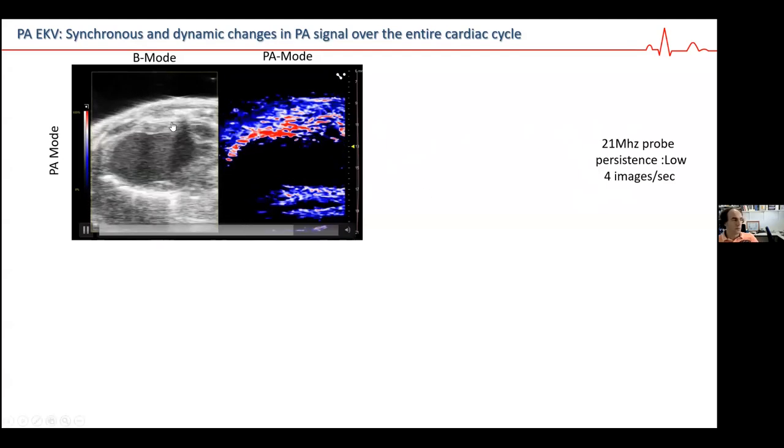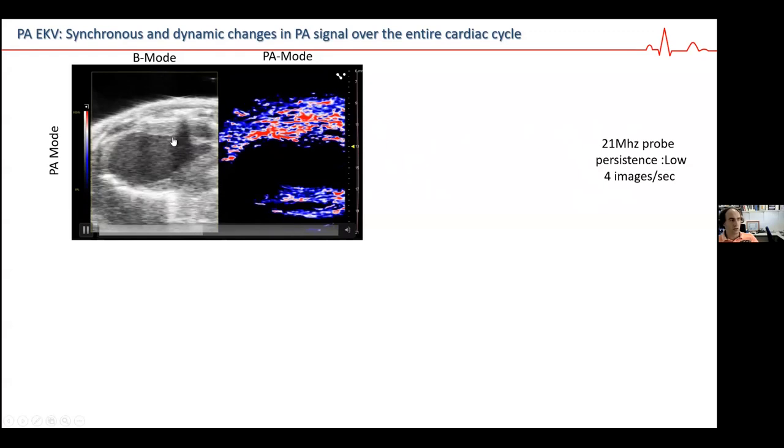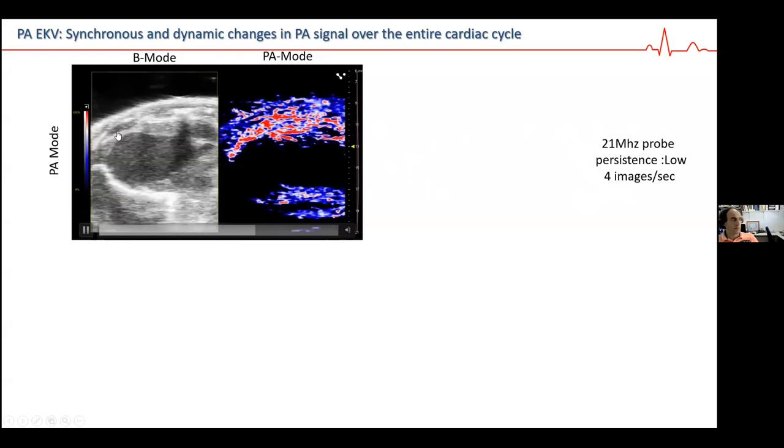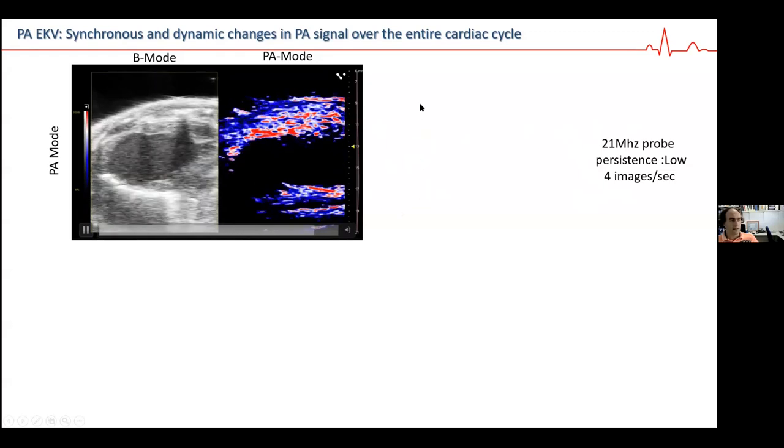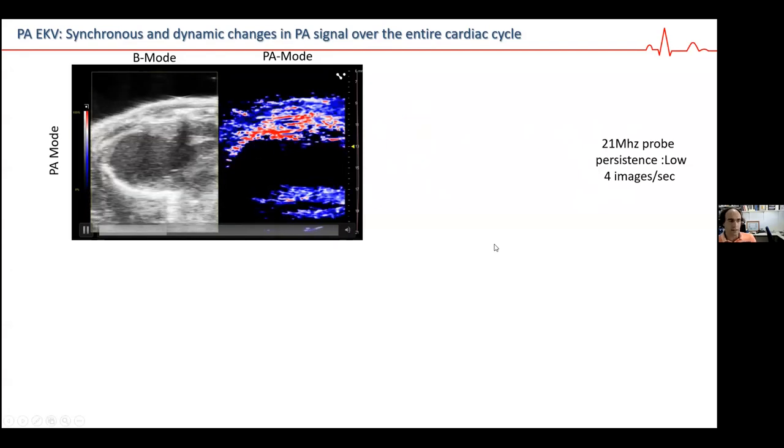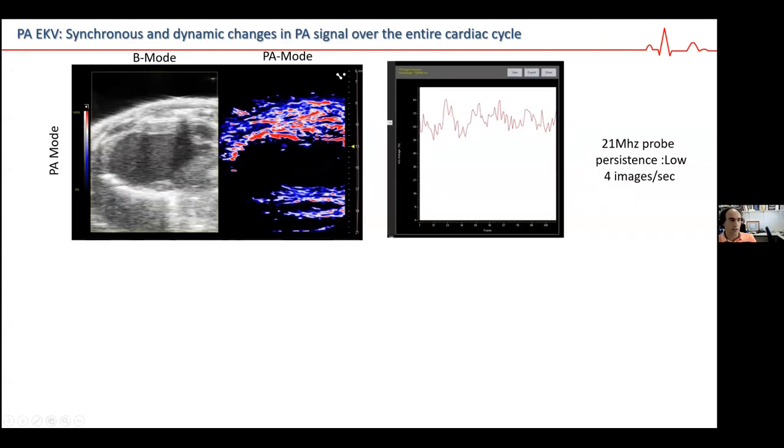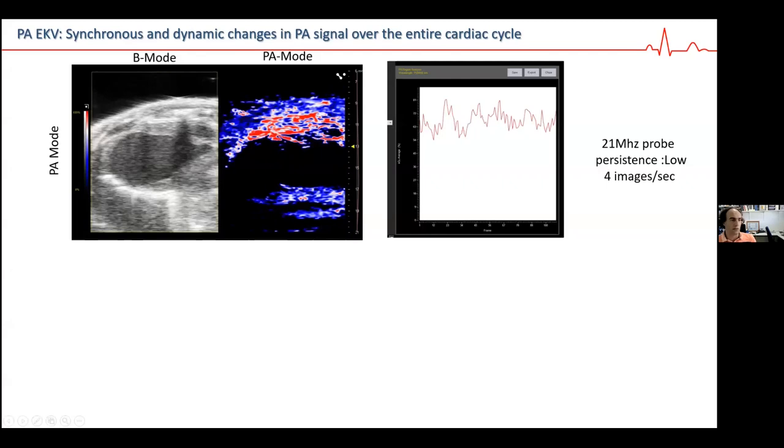But you can draw some regions of interest in the base or in the apex, and it gives you the possibility to assess oxygen saturation nearly in real time.